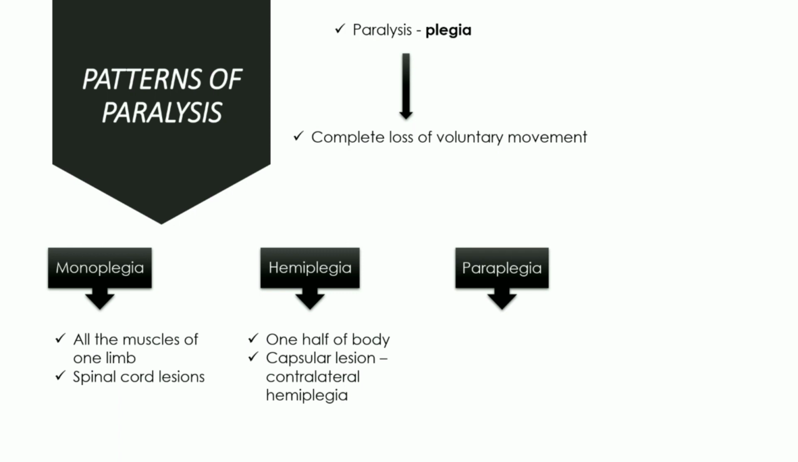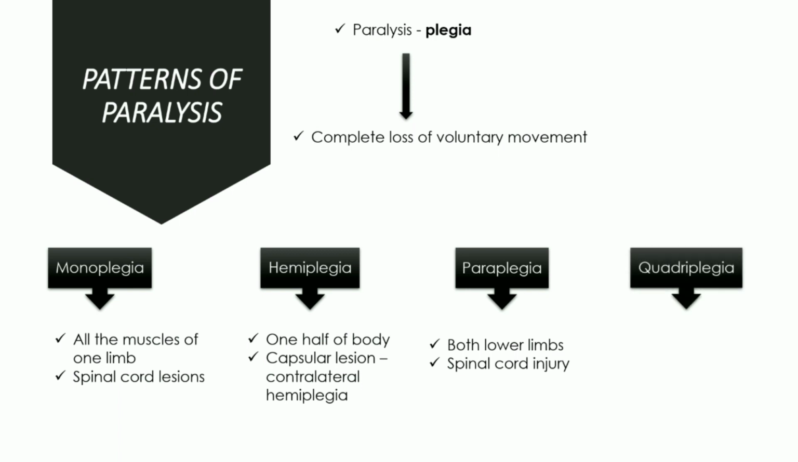Next is paraplegia. Paraplegia means both the lower limbs are affected. This is commonly due to damage to the spinal cord, the lumbosacral segments, which innervate the lower limb. So when there is any damage there, paraplegia can be seen. Next is quadriplegia. If all the 4 limbs are affected, it is called quadriplegia. Both the hands and legs are paralyzed. This is what we call quadriplegia.